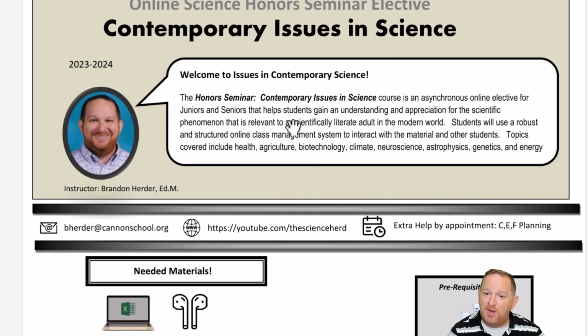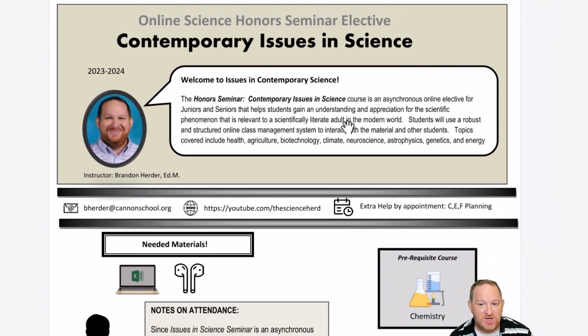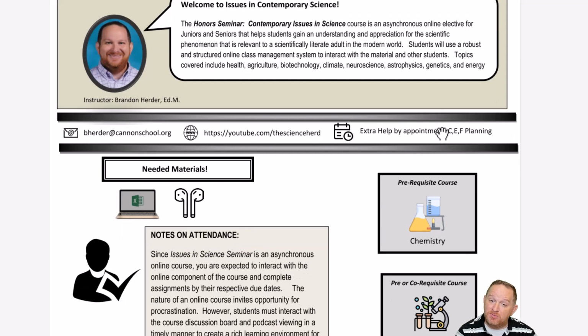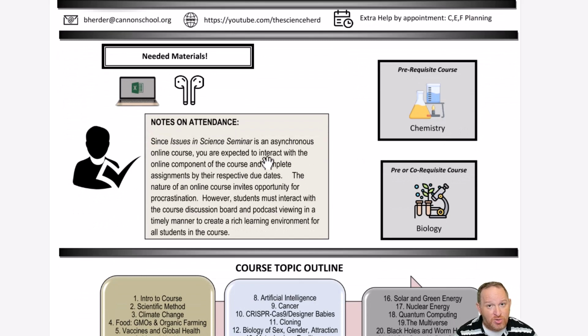I tell you a little bit about what the course is. It's really about making you a scientifically literate adult in our modern world. I want you, when you have finished this course, to be a scientifically literate adult. So, what are we going to learn about? Lots of important things. I'm going to go over those in a moment. I'm available, by the way, via email, and by appointment if you want extra help during CE and F time periods.